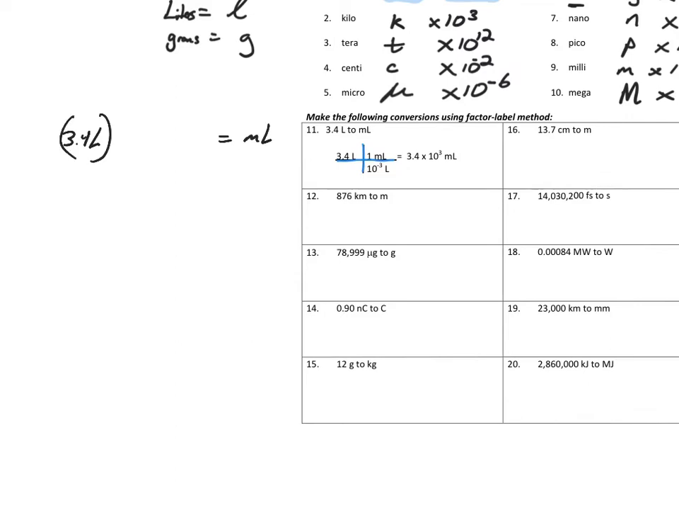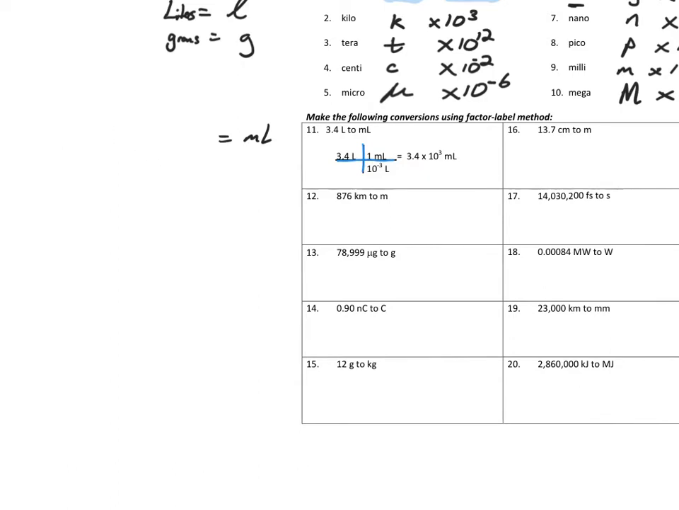I'm going to put this over 1. I'm going to multiply times something that gets rid of liters and gives me milliliters. Well, how many milliliters in a liter is times 10 to the negative 3, 1 times 10 to the negative 3. Does that make sense?